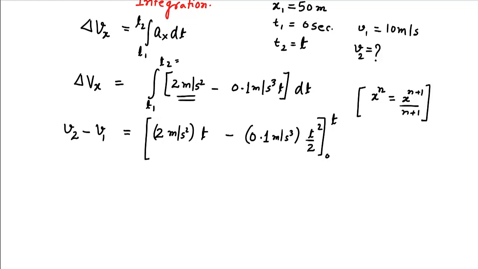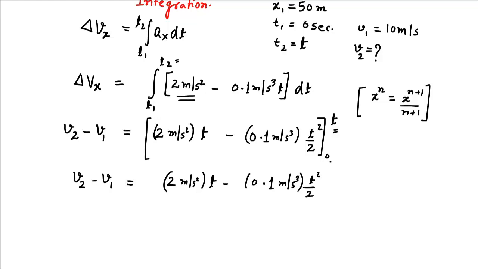So if you integrate, this becomes v2 minus v1, and now the upper limit is t, so plug in the value of t. The same expression you will have: 2 meter per second square times t minus 0.1 meter per second cube times t square divided by 2. Now once you put t equals 0, this whole expression will be 0.